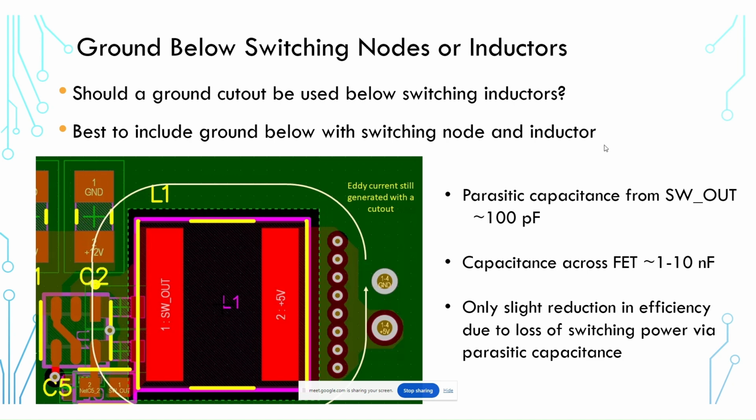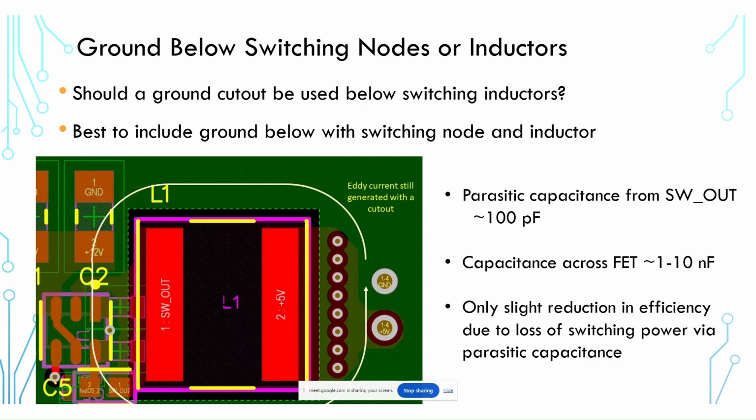And this is one of those instances where it's a guideline that keeps coming up, and I see some people implement it just kind of without question. And so the question here is, should you use this ground cutout below the switching node or below this inductor? If you start to look at the parasitic capacitance in various portions of your circuit, you start to come to the conclusion that you actually don't need this ground cutout.